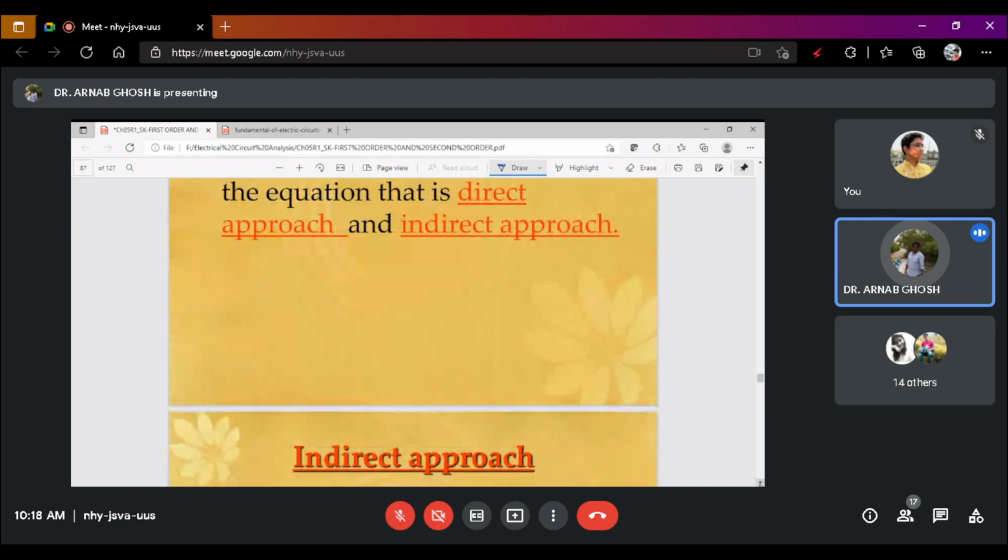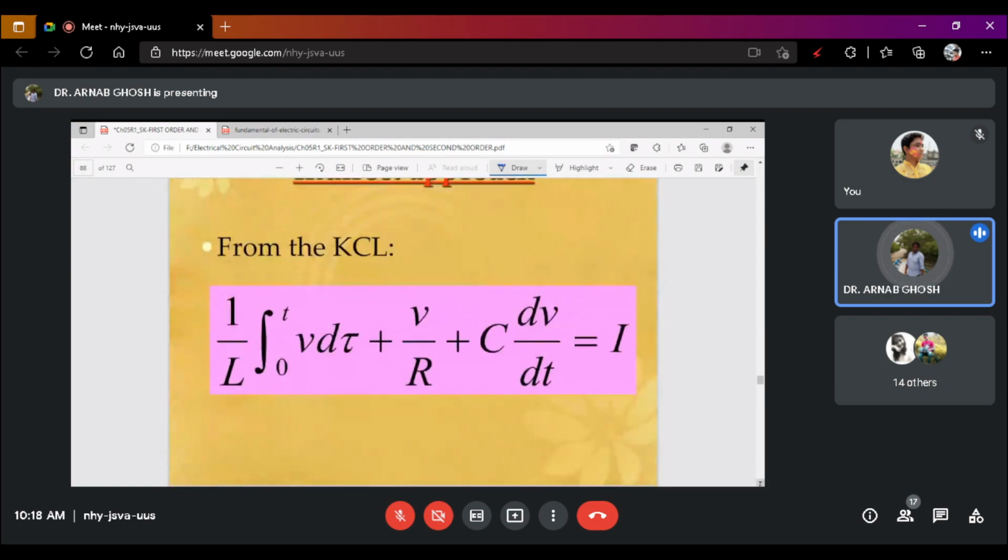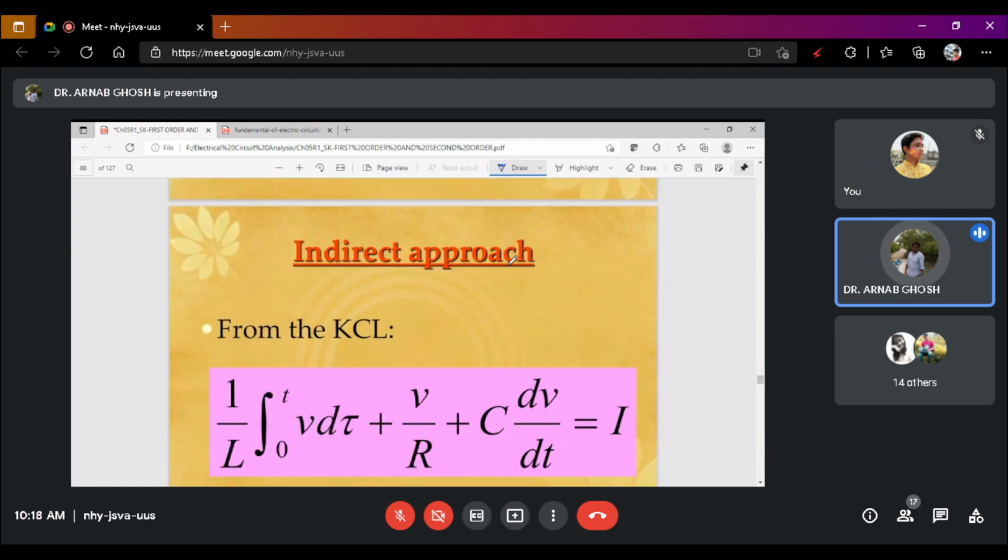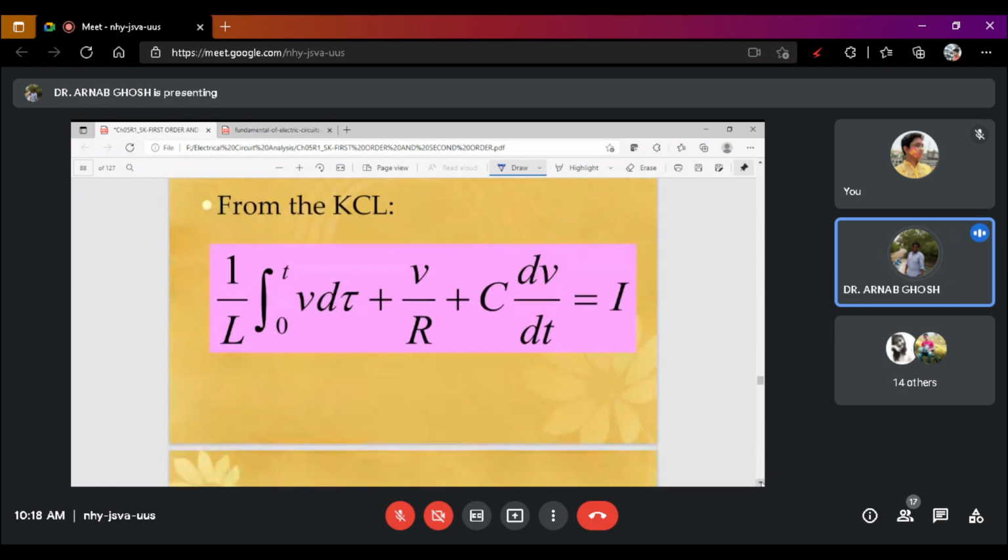So basically you have two approaches, but I will tell you, you just go for this indirect approach. Do not think about the direct approach. That will be a bit confusing. You just have to do this indirect approach. So this was already known to you. This was your IL, this is the first equation, this was your IR, this was your IC. This is from the KCL.